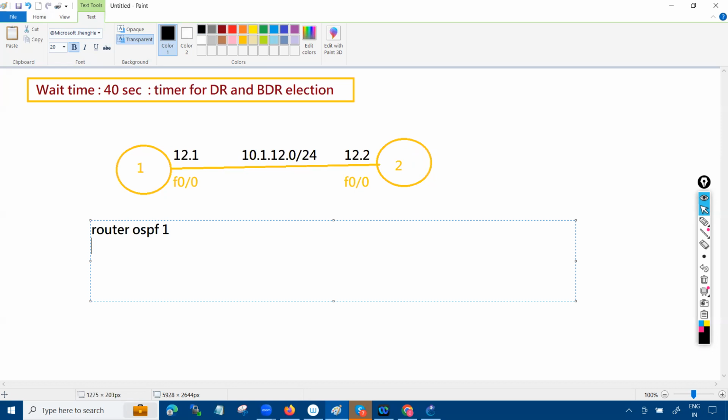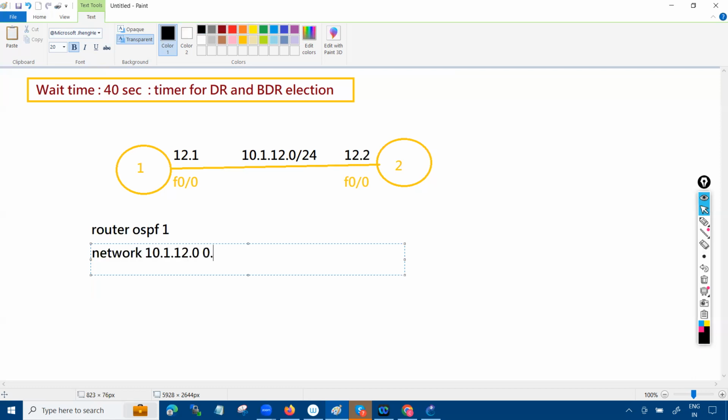And it's locally significant. So if you configure router 1 with process ID 1 and router 2 with process ID 2, they will still form the neighborship. But in the case of EIGRP, if you configure router EIGRP number 1 over there, and router EIGRP number 2 over there, it won't work. They will not form the neighborship. So network we have 10.1.12.0, then a wildcard mask and area 0. That's all. Same thing on router number 2.